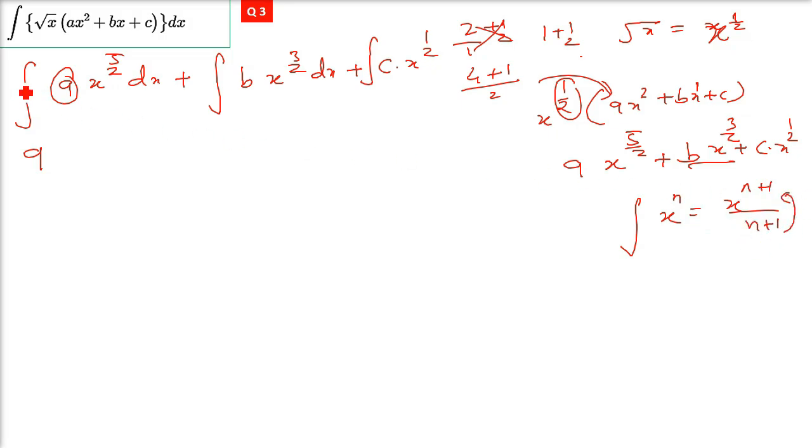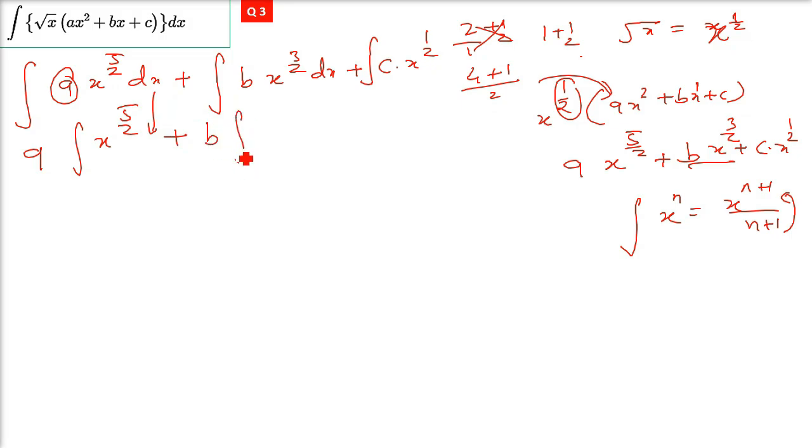Please remember, the denominator will go up if it is in the p by q form. It will be q by p when it goes to the numerator. Now x raised 5 by 2, as I am saying, dx will always be there. So we have a mutual agreement: I am not writing dx, and you will always write dx.